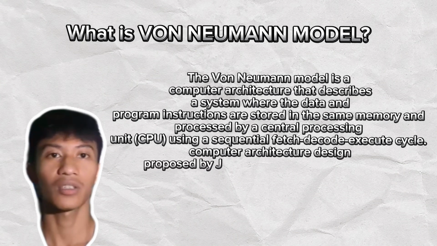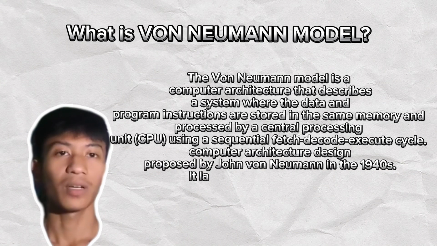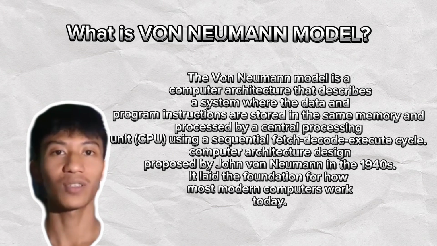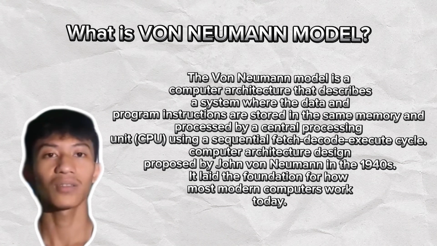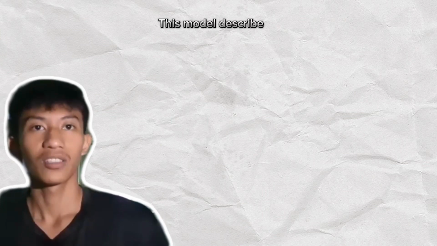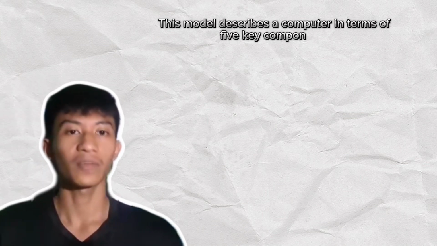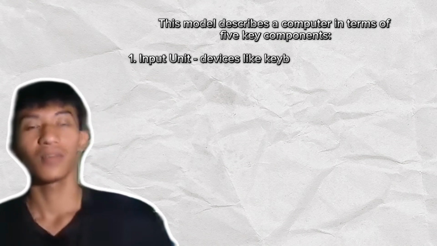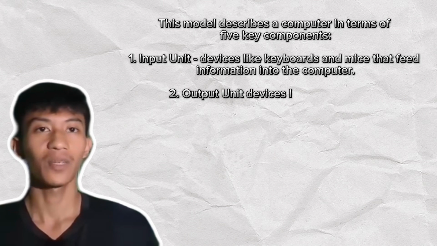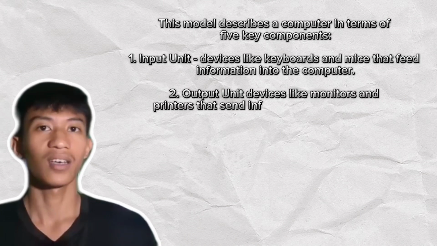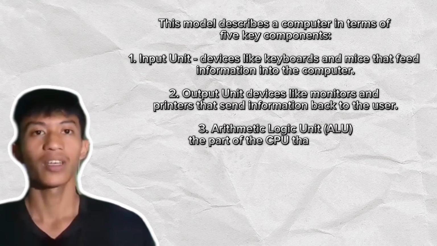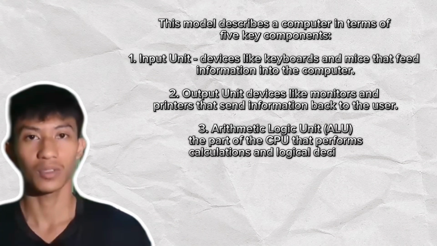This computer architecture was designed and proposed by John von Neumann in the 1940s. It laid the foundation for how most computers work today. This model describes a computer in terms of 5 key components. First, the input unit, devices like a keyboard and mouse that feed information into the computer. Second, the output unit, devices like a monitor and printer that send information back to the user.